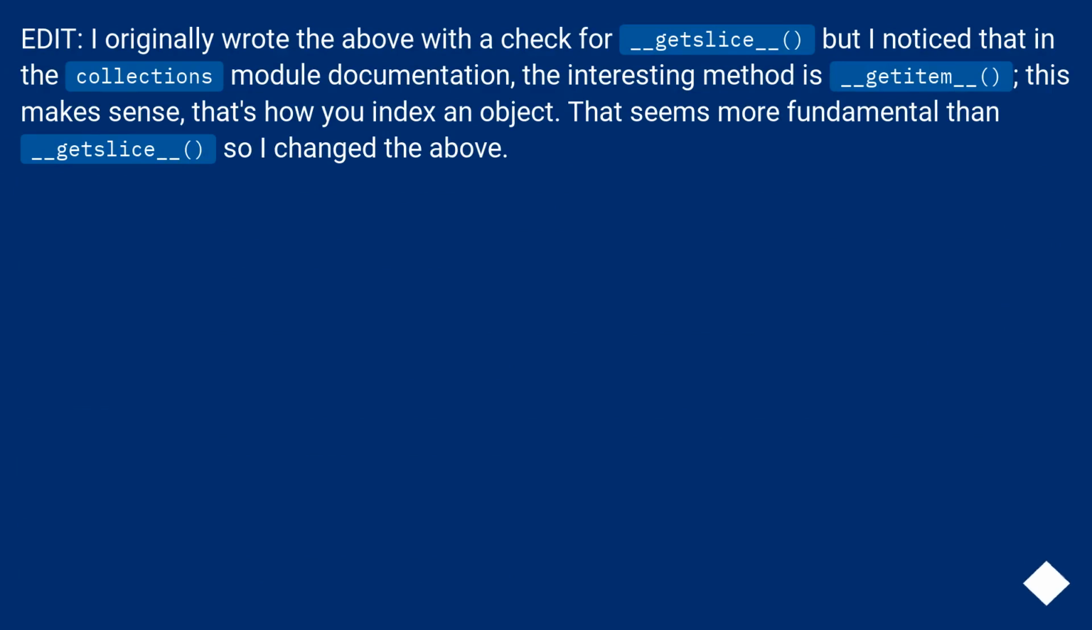Edit. I originally wrote the above with a check for __getslice__, but I noticed that in the collections module documentation, the interesting method is __getitem__. This makes sense. That's how you index an object. That seems more fundamental than __getslice__, so I changed the above.